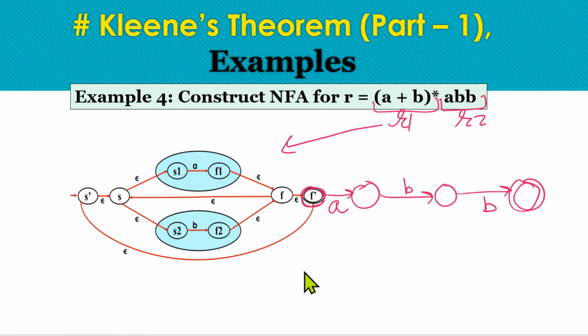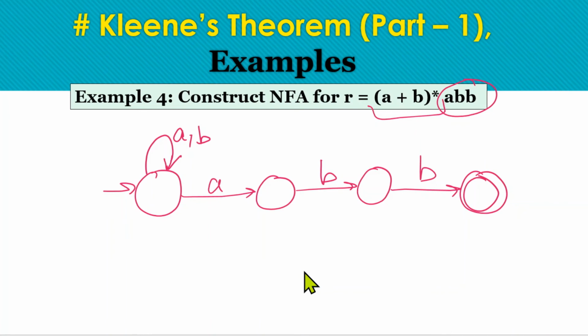So you can also directly draw this NFA as follows. a or b means at the initial state we can have any occurrence of a or b, as we are repeating this machine. This here is the loop for repetition of this machine, and after that we just need a, b, b. So we have concatenated a, b, b, and the construction is complete.